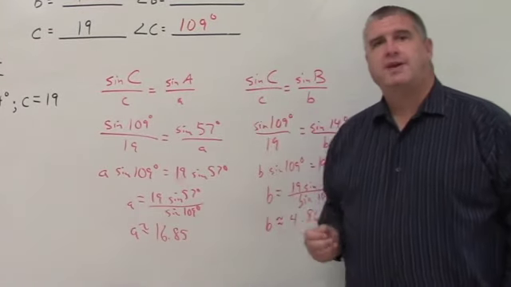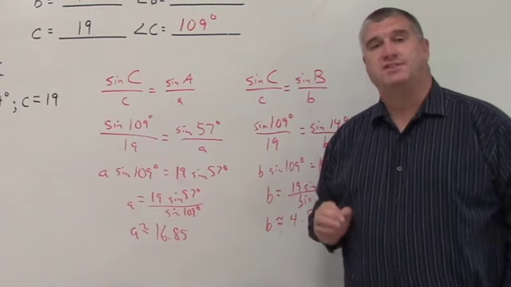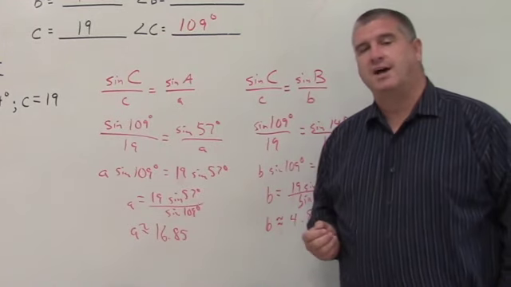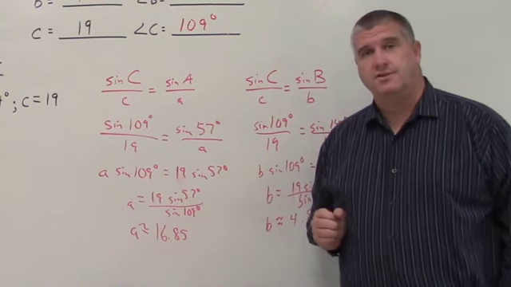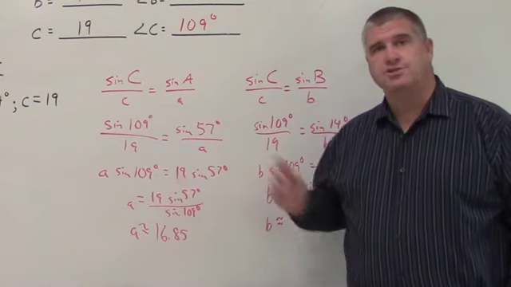So the first two cases of the law of sines are the easiest two. They are angle, angle, side, angle, side, angle. Find that third angle first, and then find your two sides using the law of sines.